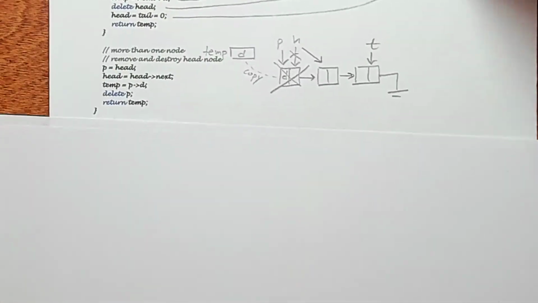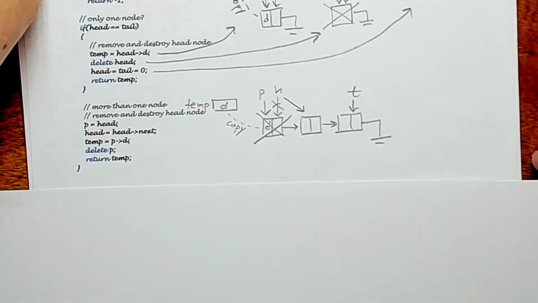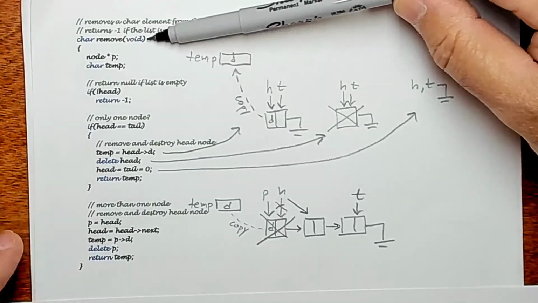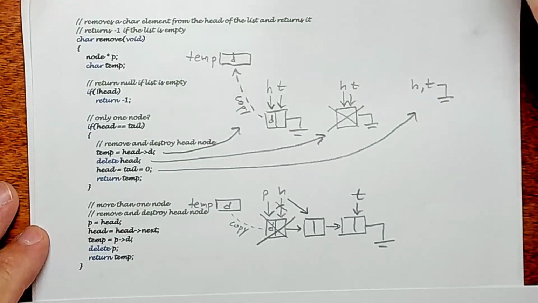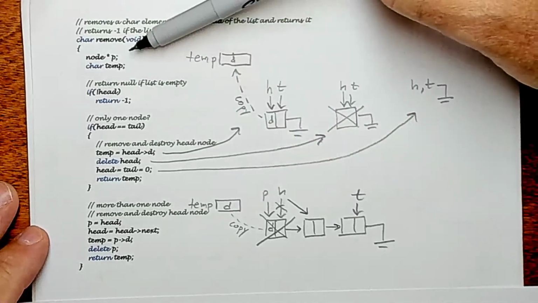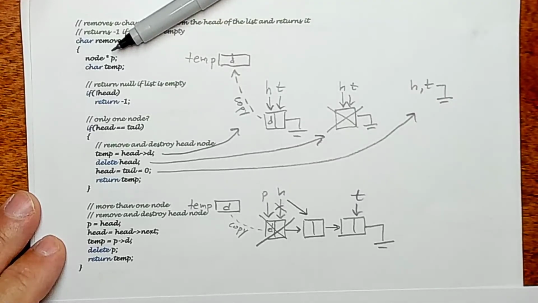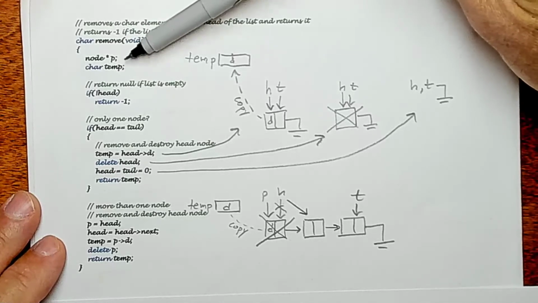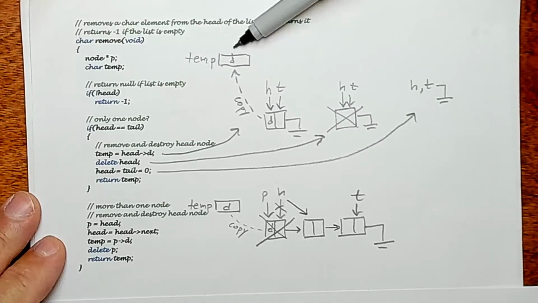Let's look at is empty. Yeah, that's trivial. Let's look at remove and then find. Okay, remove removes from the tail, and it returns -1 if the list is empty. So we've got a couple of cases here that I've written out for you. First, we need a node pointer. And then we need a temporary variable because we're going to destroy the node and we would lose the value that's in there. So we need to store it first before we destroy the node.